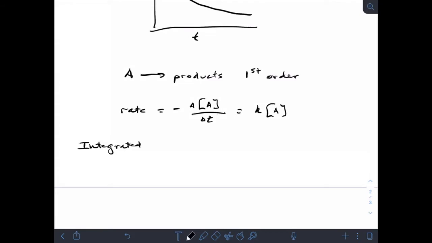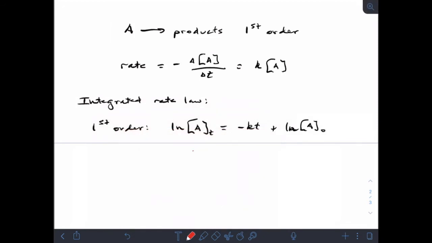in order to get a straight line out of it, my equation now becomes the integrated rate law, first order, will be the natural log of A at time t equals negative kt plus the natural log, that should be an n, sorry, of A at time 0. Okay, it has the same components as the 0th order integrated rate law, but instead of just talking about concentration, we're talking about natural log of concentration, right? So we still have y equals mx plus b.